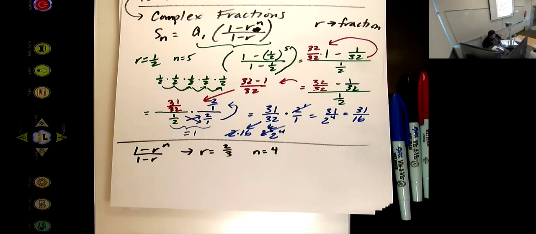You get this part down, and geometric series is going to be easy. This is just complex fractions, which is fractions and fractions. People don't like it, so that's why we're going to give some practice.